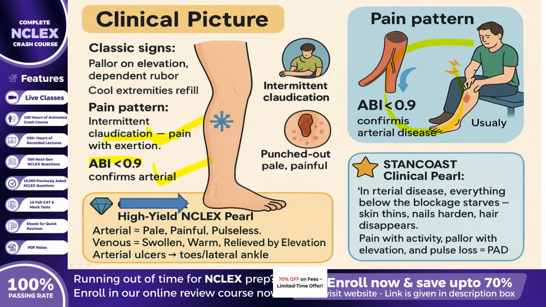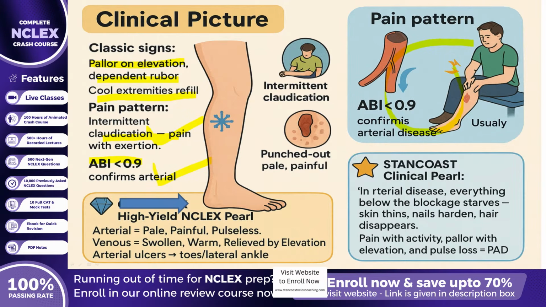On physical examination, nurses typically find pallor on elevation, dependent rubor, cool extremities, and delayed capillary refill, all hallmark features of arterial insufficiency. These contrast with venous disorders, where the skin tends to be warm, swollen, and hyperpigmented due to blood pooling. Transitioning to the Stan-Coast clinical pearl.